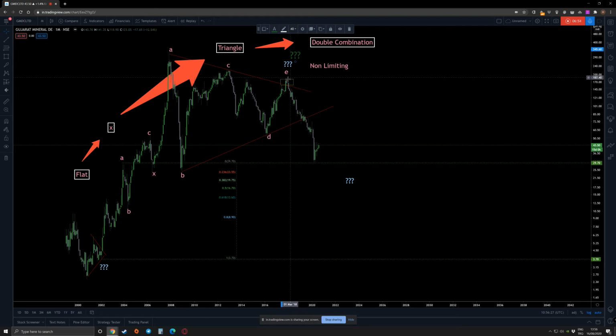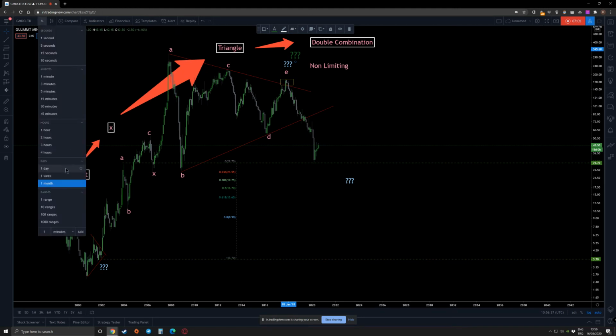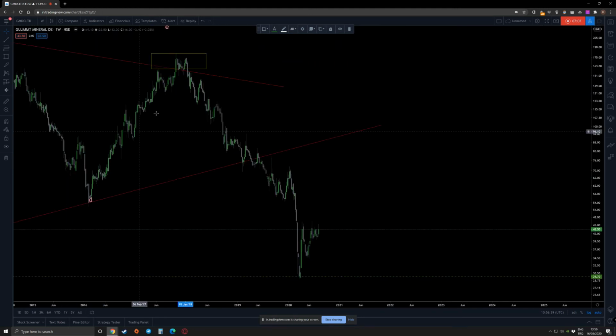So if this is the case, I'm sorry, if this is the case, it means that we are going from here to the downside. So for this, let's try to go back to one lower degree. So this is our E wave. If this is our E wave, look at this move. What does it look like to you?